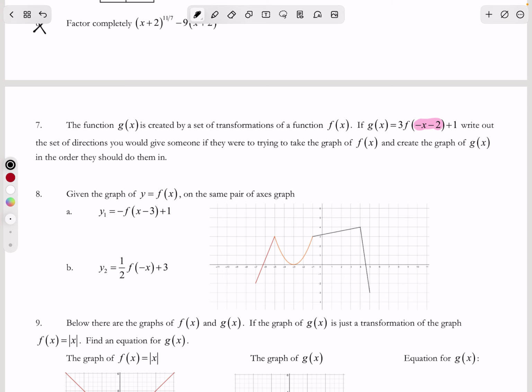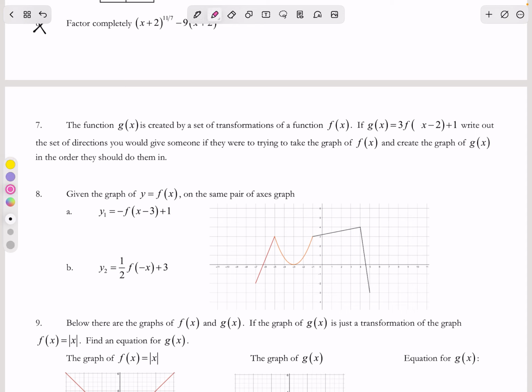Let's see real quick here. Let's just, for right now, pretend that it's just x minus 2. Let's take this out, and I can do this actually pretty cleverly. There we go. All right, so now let's pretend it looks like that. So now we can answer the question. For our class, we only did one change corresponding to x. So write out the set of directions you would give someone if they were trying to take the graph of f of x and create g of x based on it.